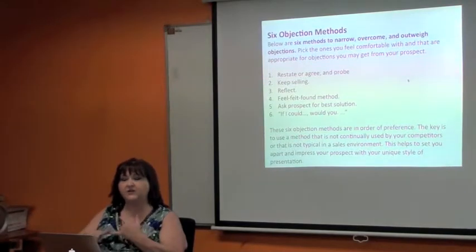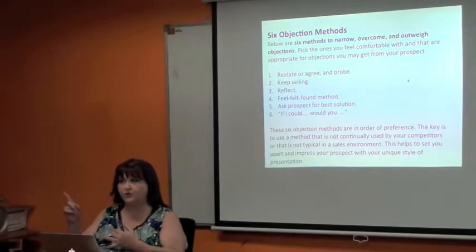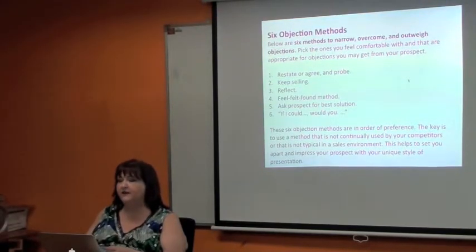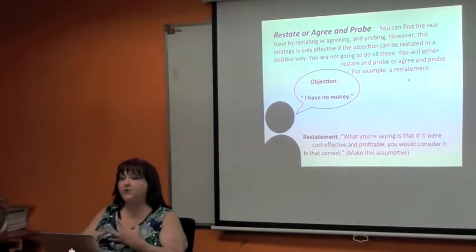The sixth objection is restate or agree and probe. You're not going to do all three. You're either going to restate and probe or agree and probe. I'll show you that technique. Keep selling, reflect, field found method, ask prospect for best solution. If I could, would you? So the restate or agree and probe. You can find the real issue by restating or agreeing and probing, but you're not going to do all three.